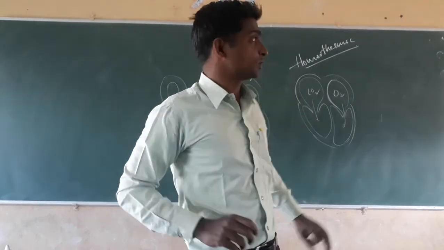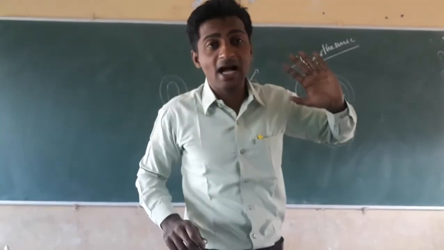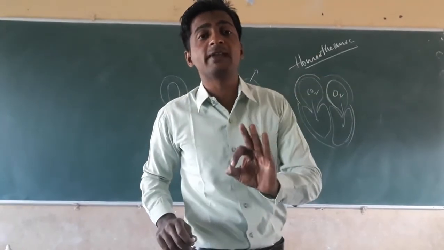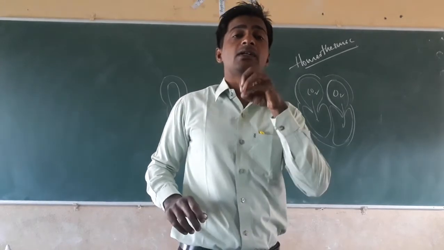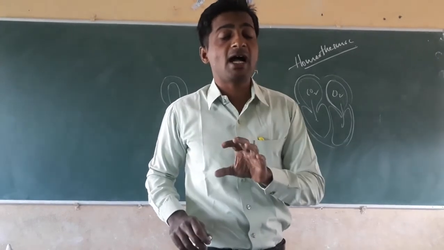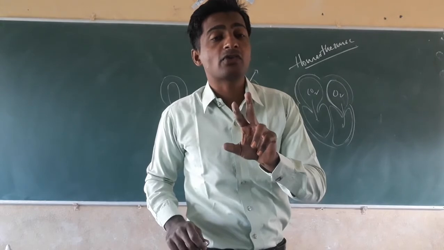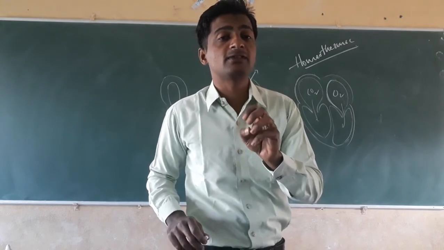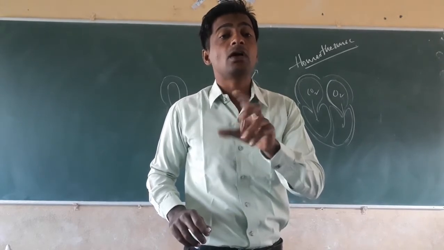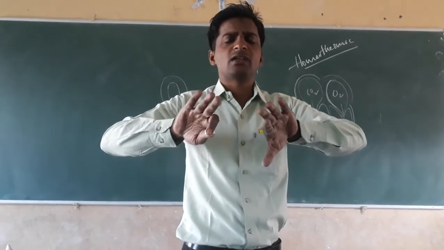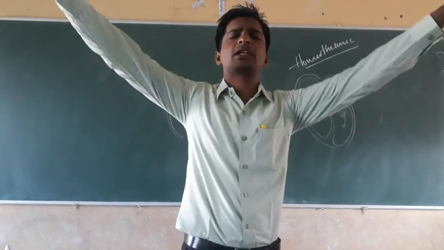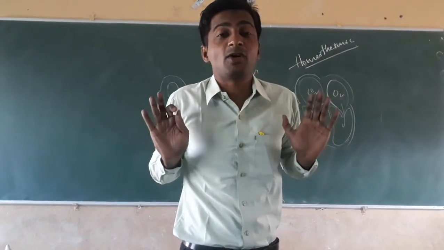The next study is our heart. Why are we homeothermic? Because our heart is made up of four chambers, and in the four-chambered heart the oxygenated and deoxygenated blood do not mix. Totally, the oxygenated and deoxygenated blood circulate separately. That's why we will not change our body temperature.